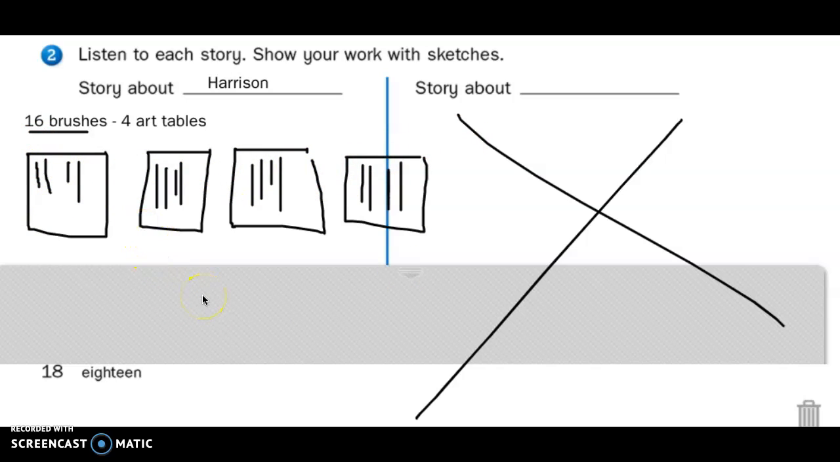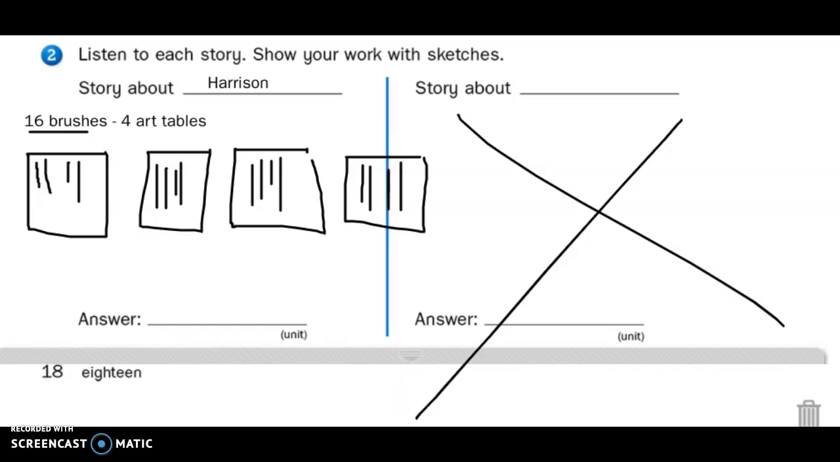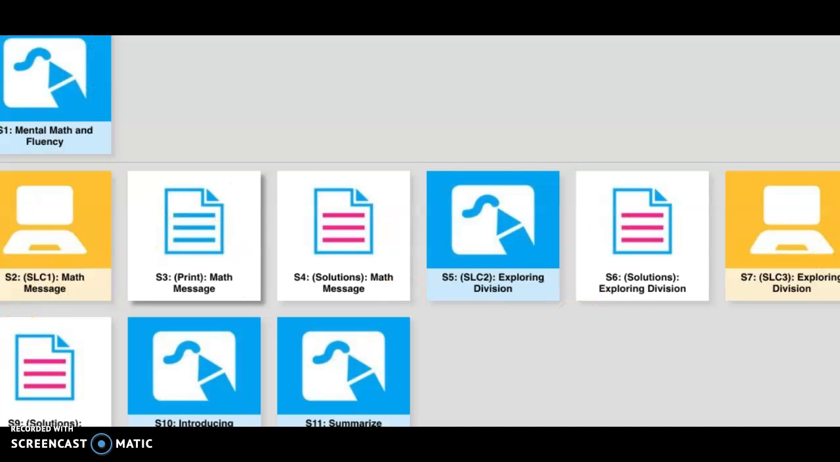So my answer would be 4. And then what was my question? It said, how many brushes does he place on each table? 4 brushes. It has units underneath this, so it reminds you to put your label. What are we measuring in? Well, we're measuring in brushes. The units here, reminder to label. Awesome. Fill that in. Meet me on the next page, page 19.